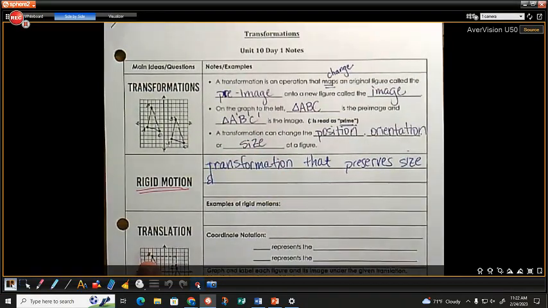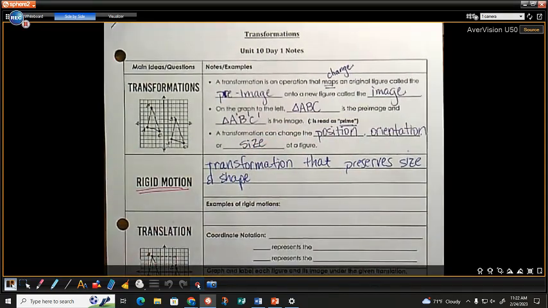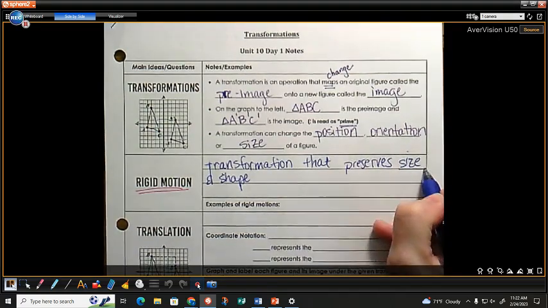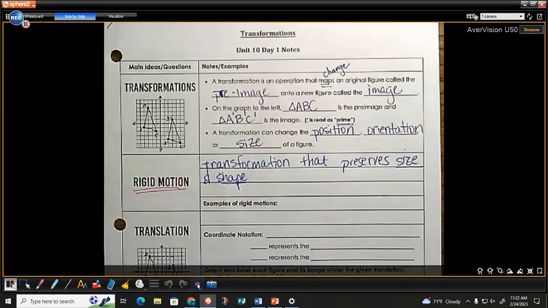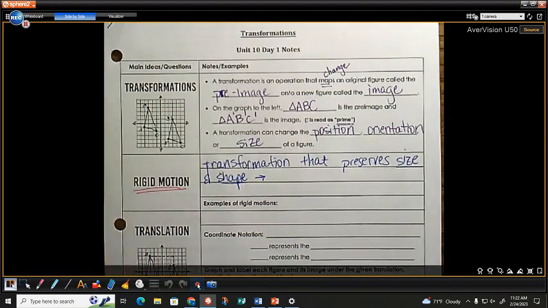Will a triangle suddenly become a square? Shape. No, so it's going to keep the shape. Remember when we did similar figures? Remember, the size changed but the shape stayed the same? Okay, that's not a rigid motion. A rigid motion, you have to preserve size and you have to preserve shape. And if I preserve the size and shape, this is where I get to have fun. I get to do some art.